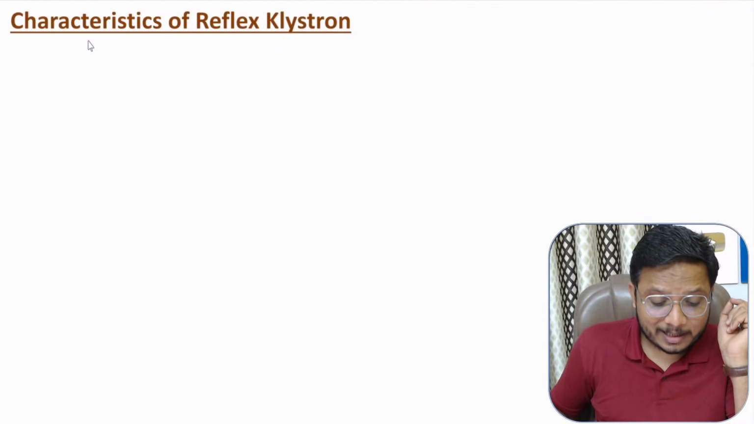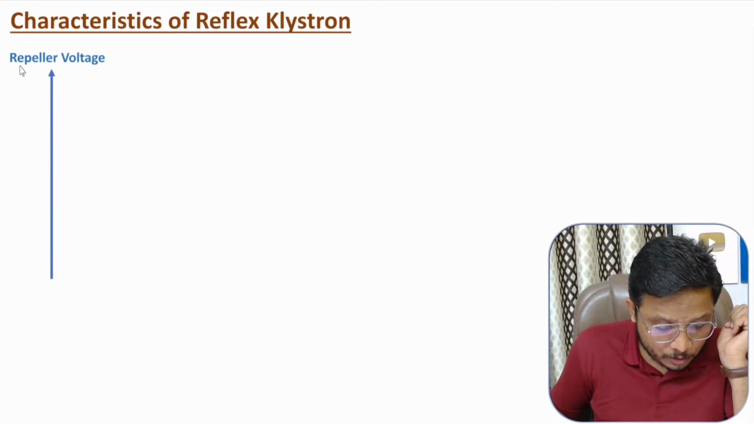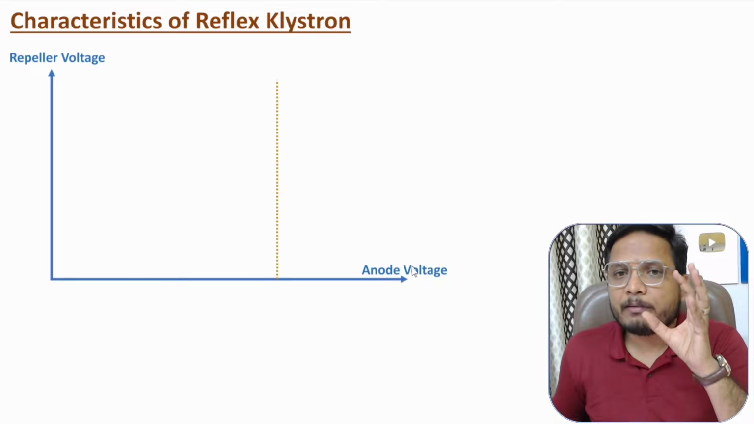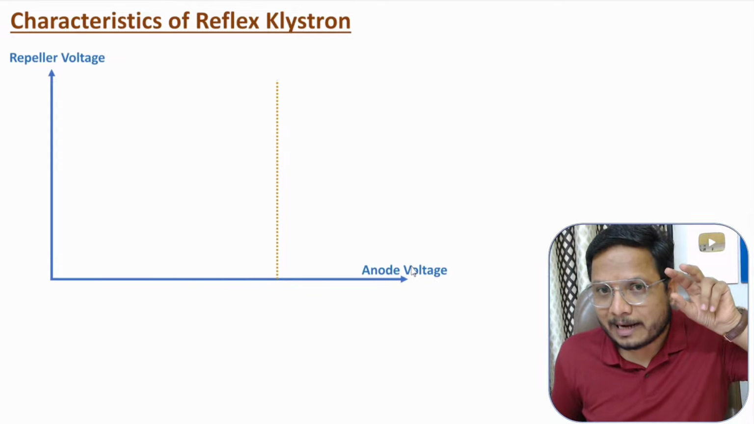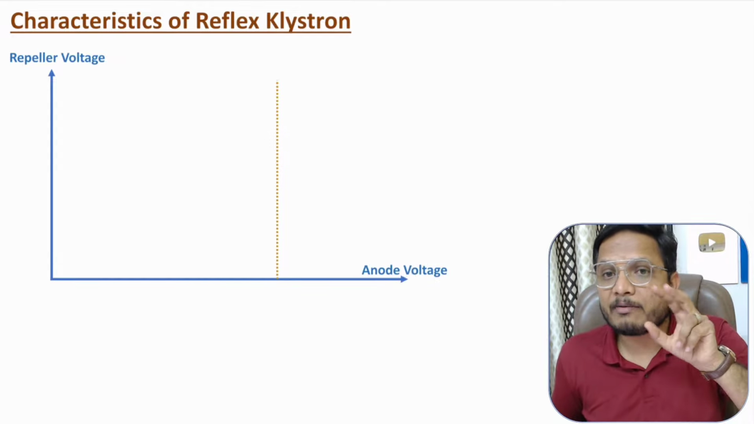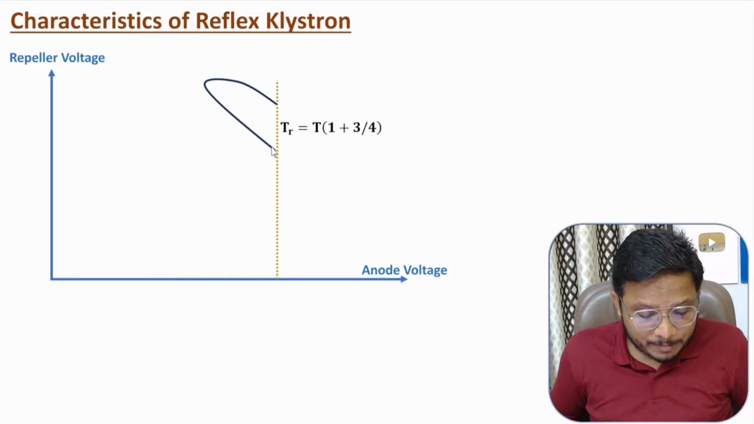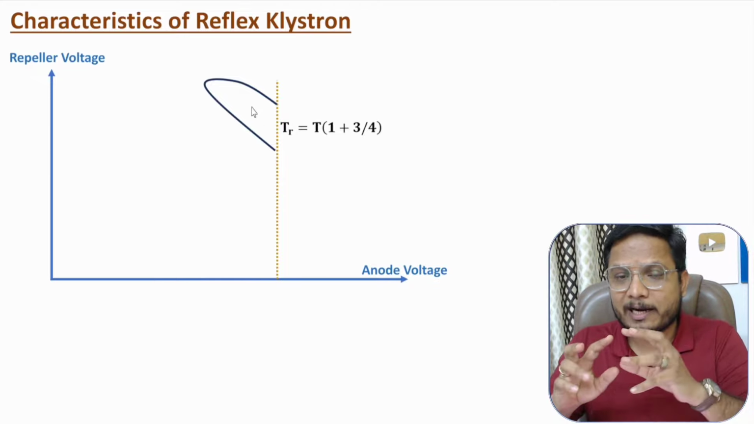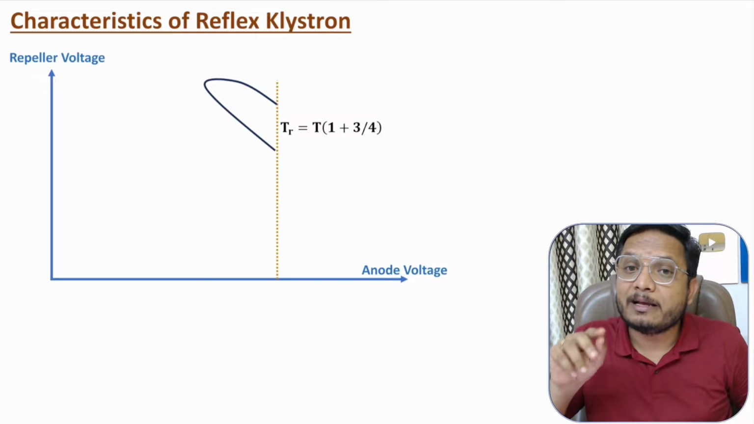Now I'll explain the characteristics of the reflex klystron. See, in characteristics, I'll explain with respect to repeller voltage and anode voltage. Here I'll explain that by different modes. As I have told, modes depend on that small n. In that response time, we have T into N plus 3 by 4 of time. Whereas if you have N equal to 1, then the mode appears somewhere over here. Means in this space, if you keep repeller voltage and anode voltage, then it will generate a microwave signal. So in your laboratory, you might be changing repeller voltage and anode voltage, and by changing that, you will be generating a microwave signal, right?